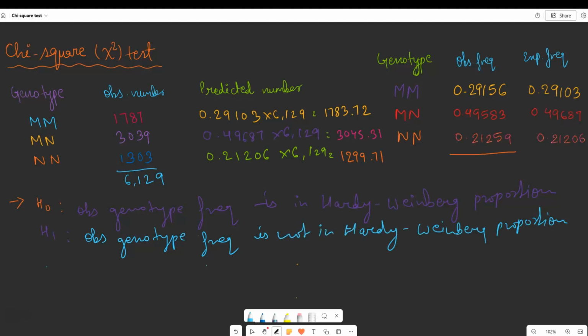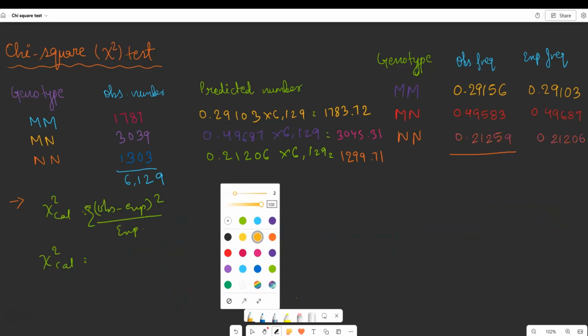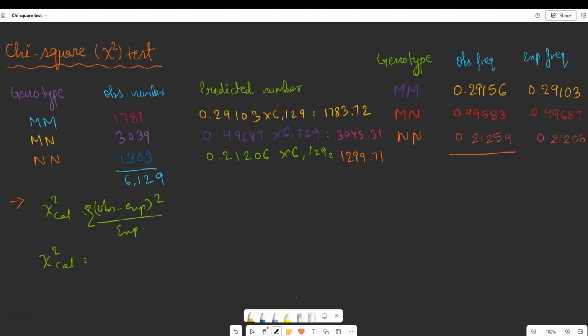So to calculate the chi-square, there is a simple formula, that is observed minus expected, squared, divided by expected, and then summation. So we will put the observed number of individuals and the predicted number of individuals into the formula, and then we will calculate the chi-square. So let's calculate the chi-square test by putting in this formula.